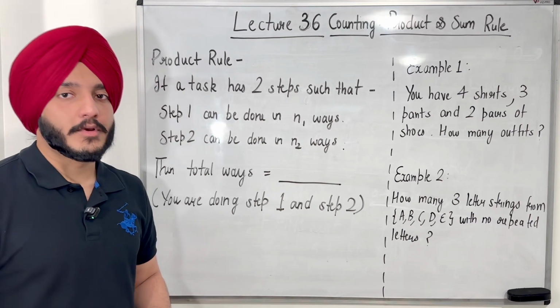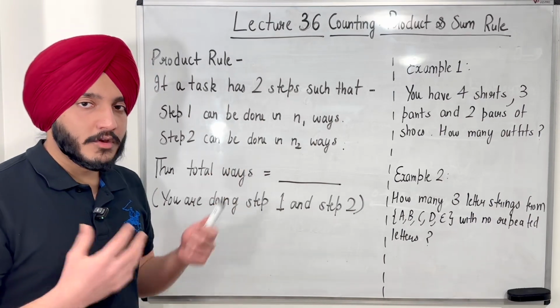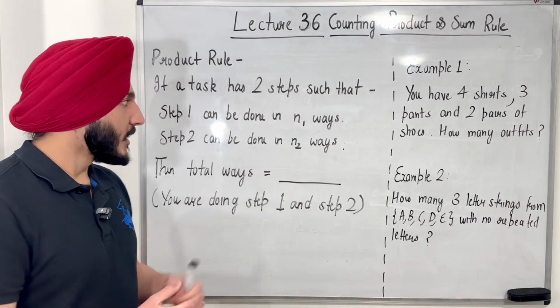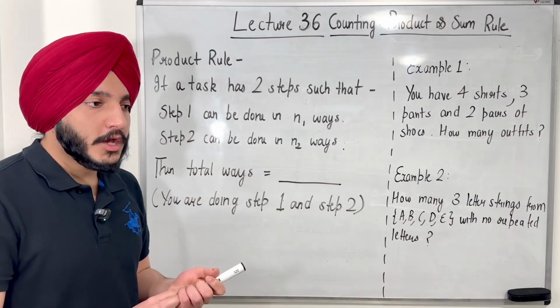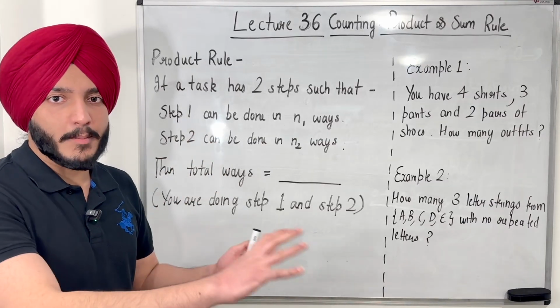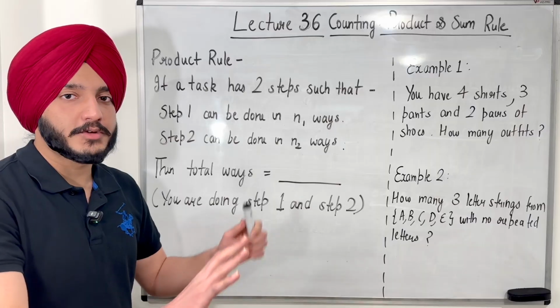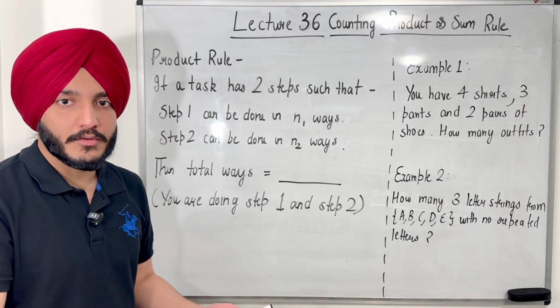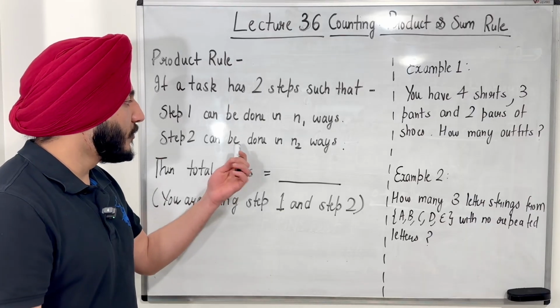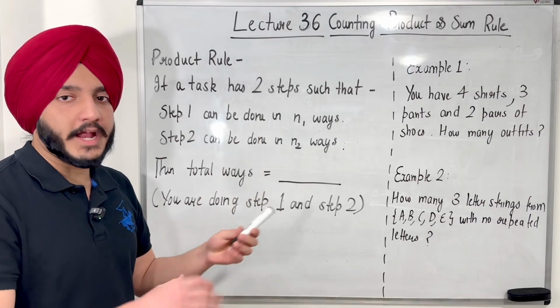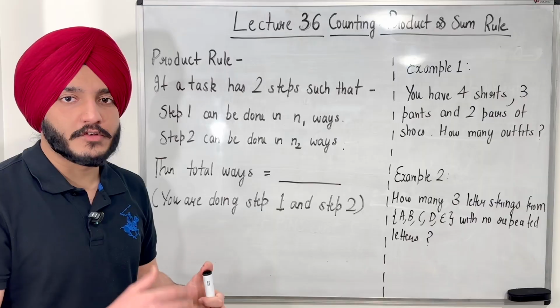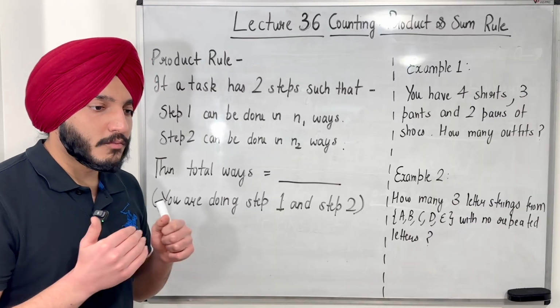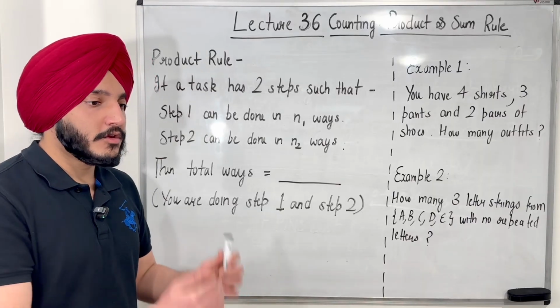So I'm asking you a simple question, right? I'm giving you a task, and it has 2 steps, right? You can do step 1 in this amount of ways. I give you this many options, like let's say, 10 ways to do this certain task. And you can do step 2 in n2 ways, like let's say 5 ways or maybe 6 ways, right?